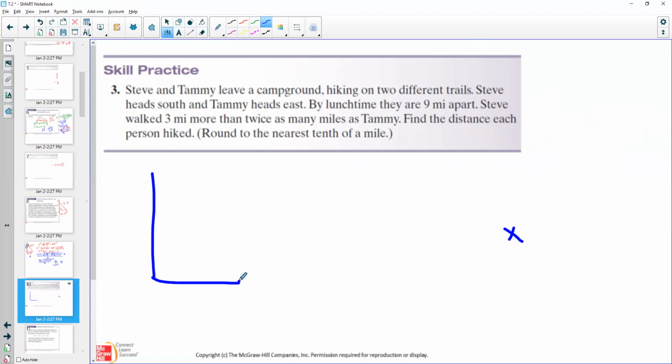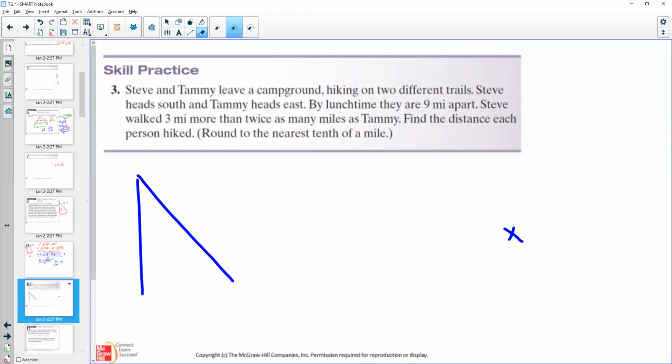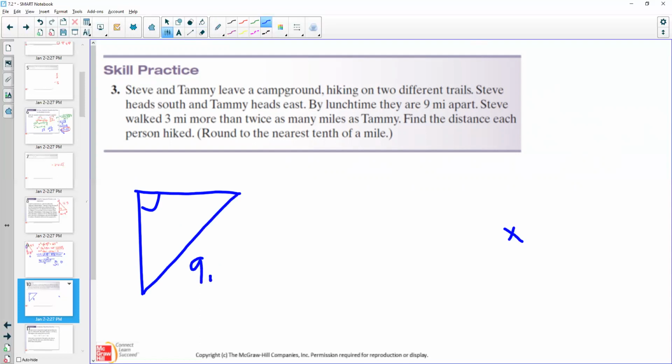Sorry, I should draw my triangle the opposite way. He heads south. She heads east. No, I did it again. East. By lunchtime, they are 9 miles apart. Okay.